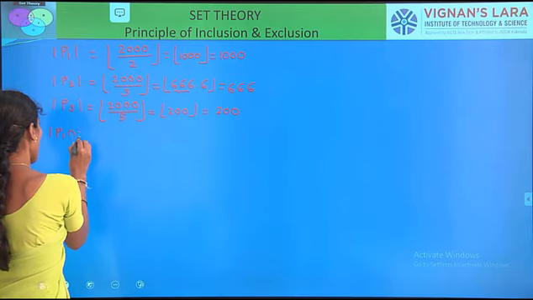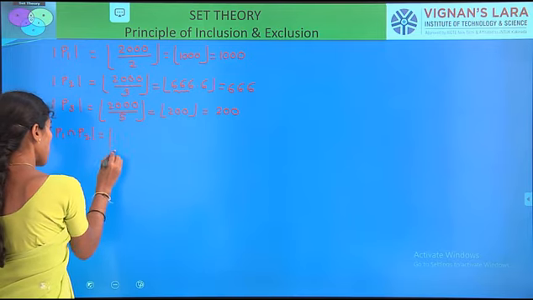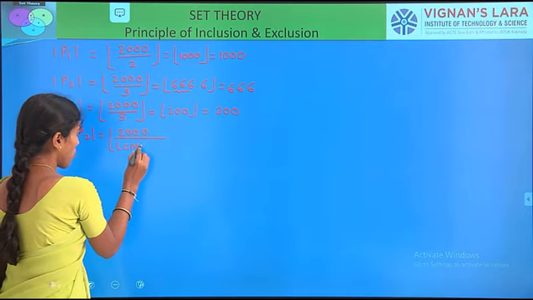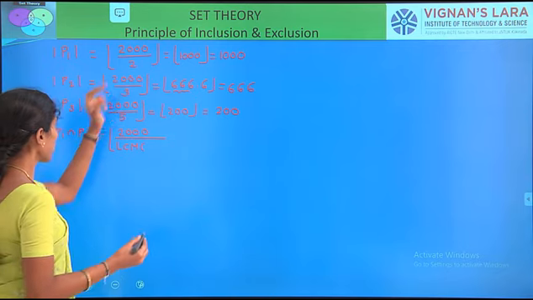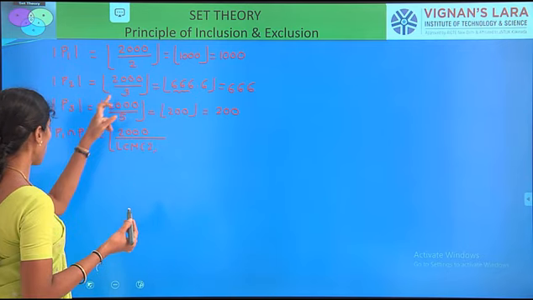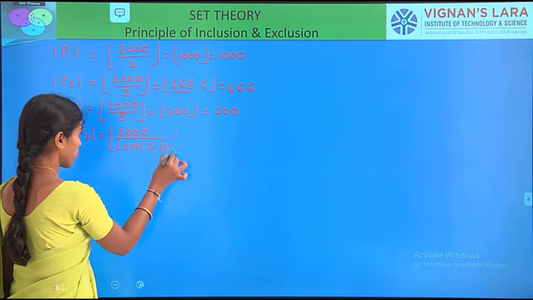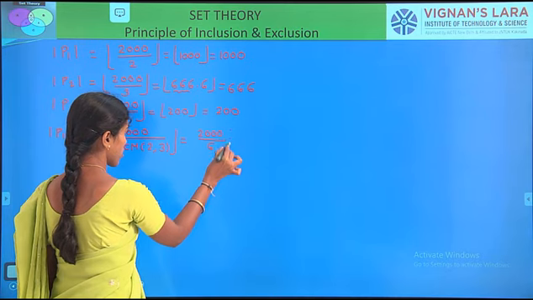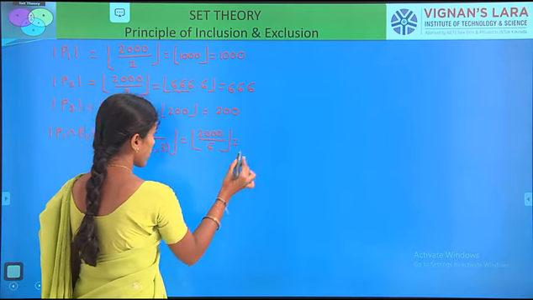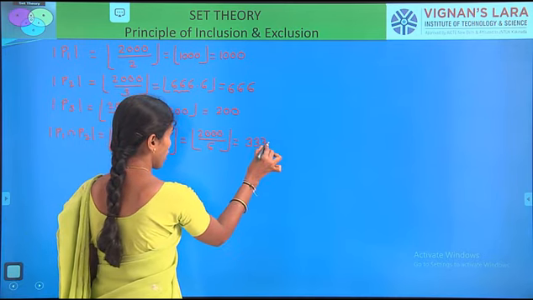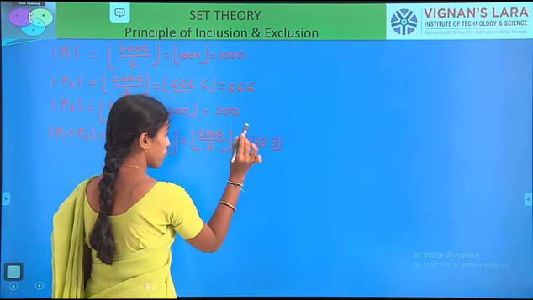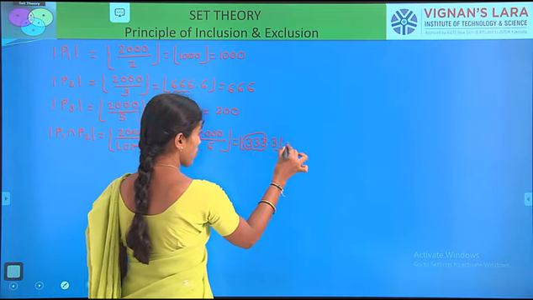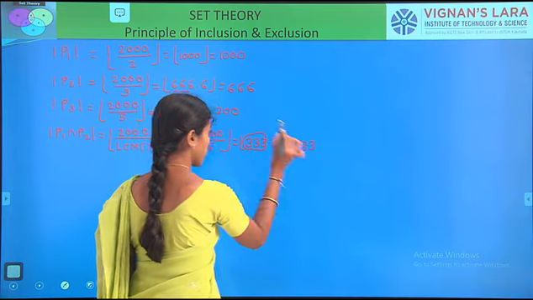Next, the cardinality of P1 intersection P2 is obtained by the floor function of 2000 by the LCM. The P1 property is divisible by 2, and the P2 property is divisible by 3. So the LCM of 2, 3 is 6. So 2000 divided by 6 is 333.3. Only its integer part is taken. What is the value? 333.